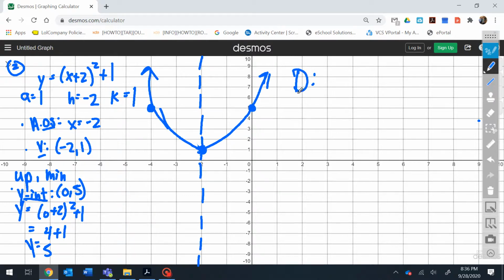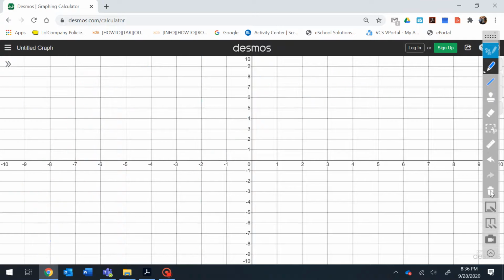The domain of this, of course, is all real numbers, negative infinity to infinity. The range, the minimum is 1, and it has no maximum, so the range is 1 to infinity. That's number 2.